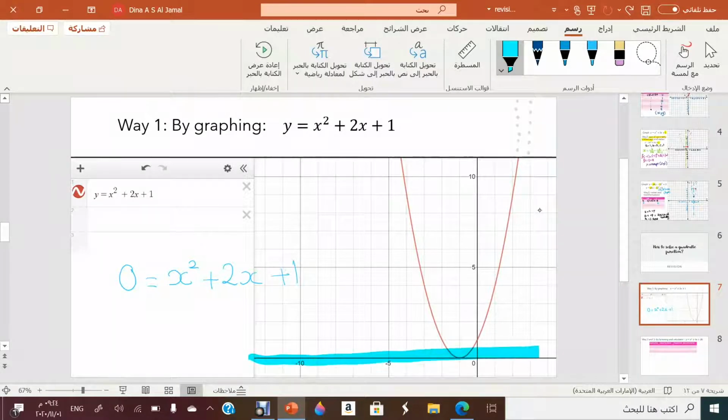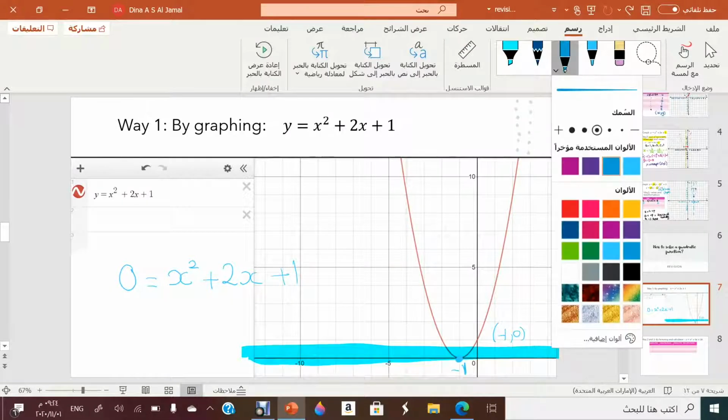So if I told you just solve it from the graph, that means you need to look at your x-axis only. Look how many points we are having an intersection with the x-axis. That means you are having here 1 point, which is minus 1. So you are having minus 1 and 0.